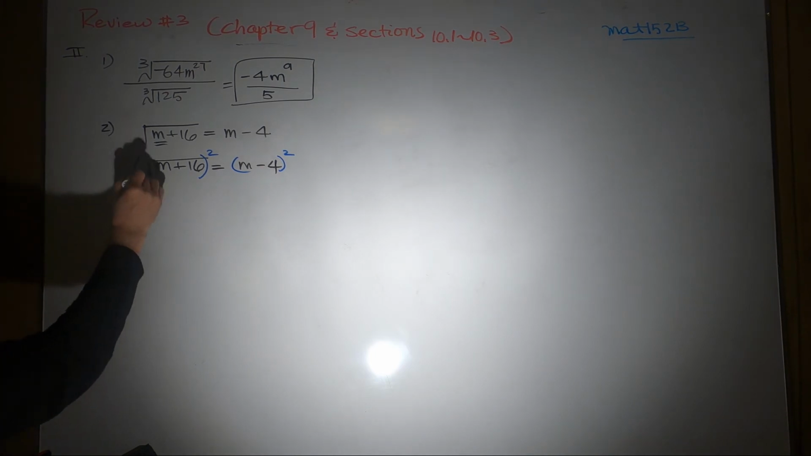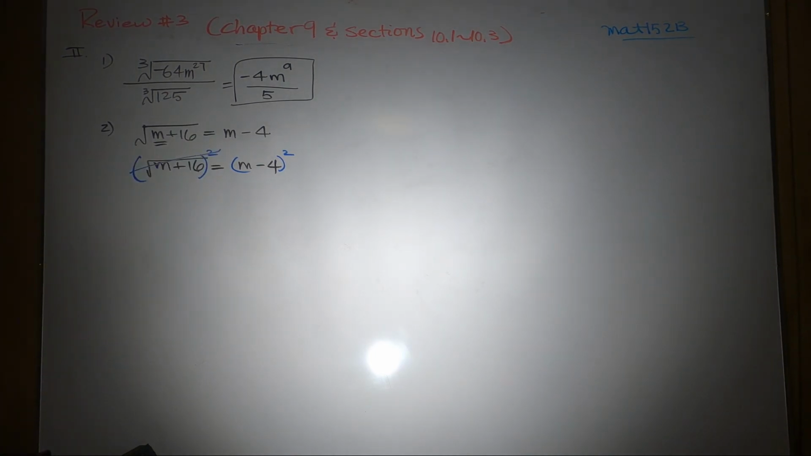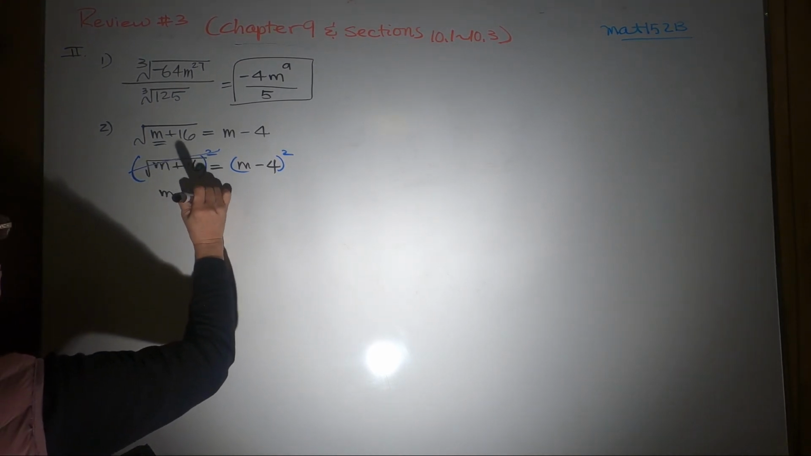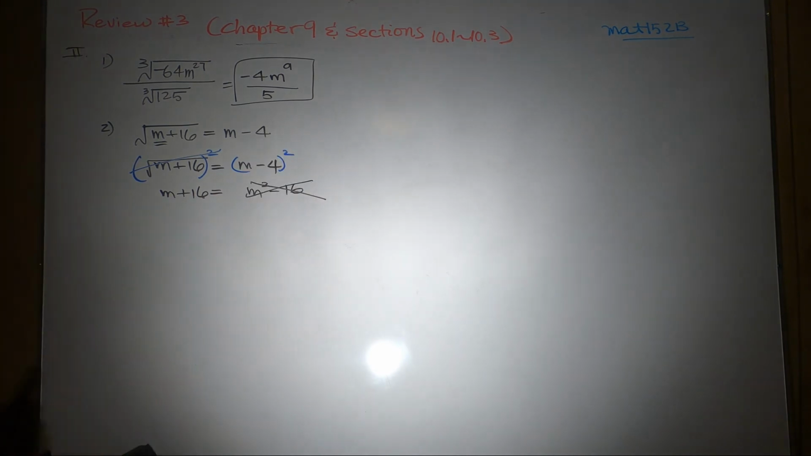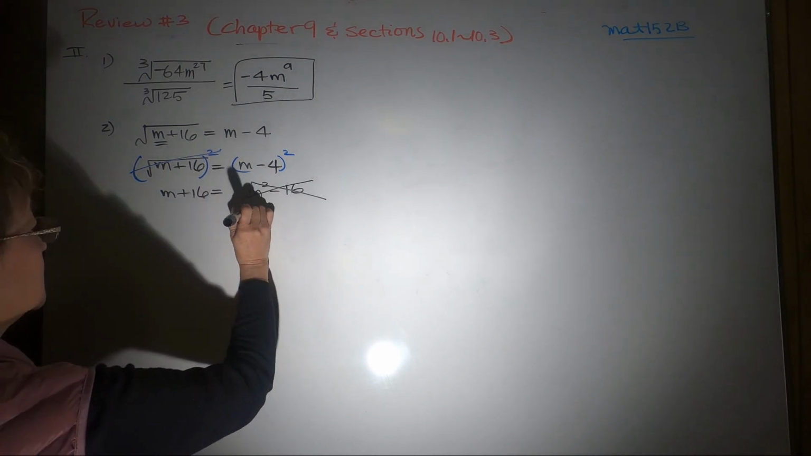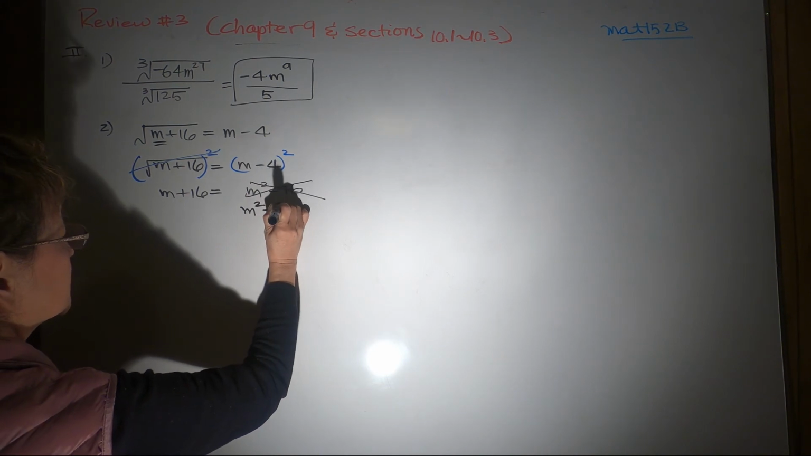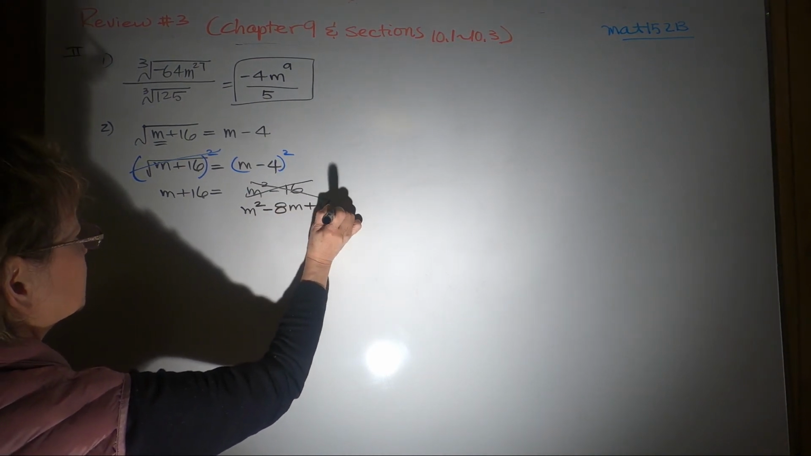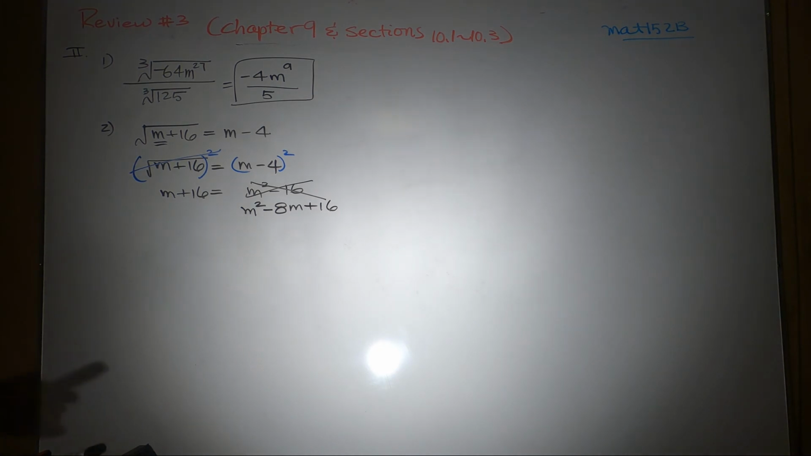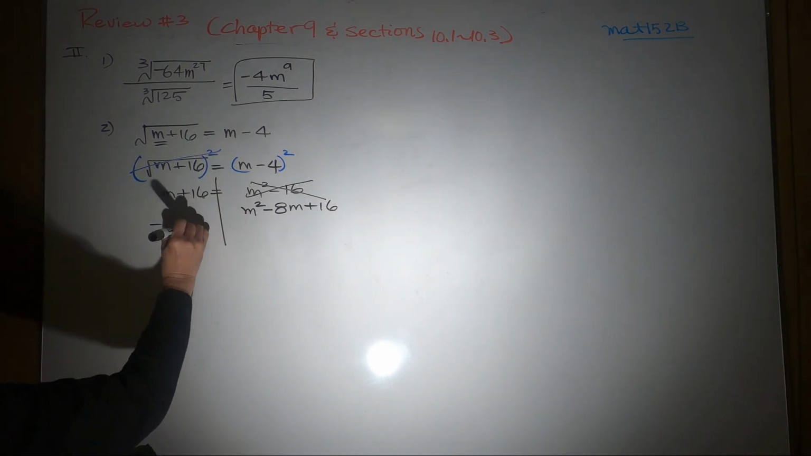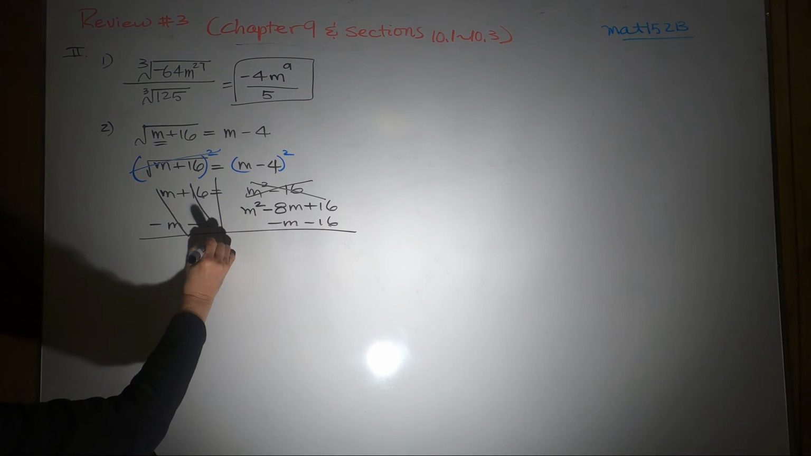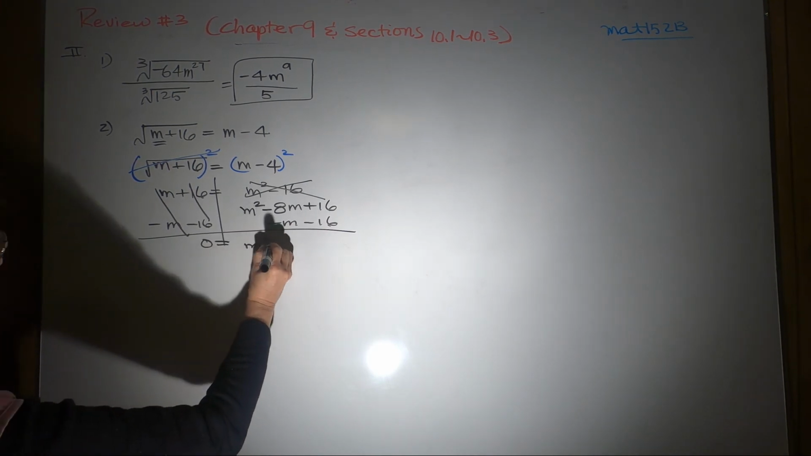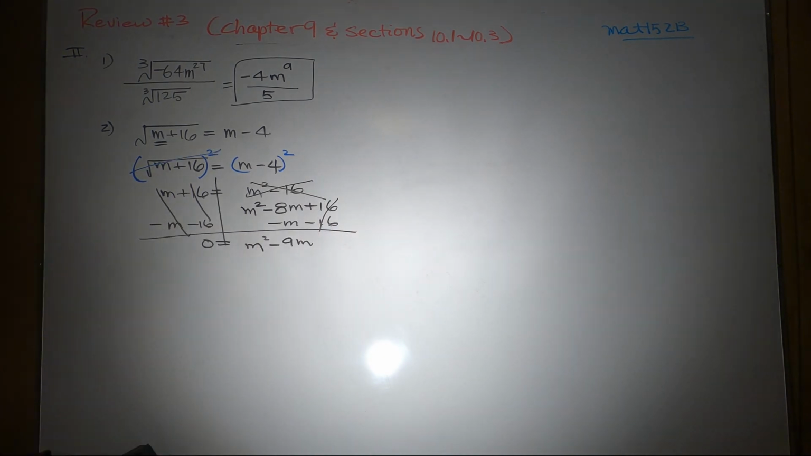And this one, take a square, those cancel out, right? Times twice, so that's your root. Then this one, don't do that, right? When you take a square, you should do what? FOIL. So that will be m squared minus 8m plus 16, right? Then we solve it, write it in standard form. So what do we have? m squared minus 9m. Okay?